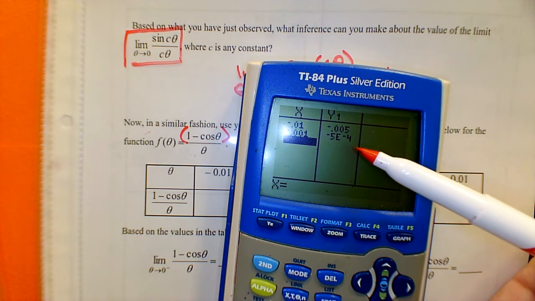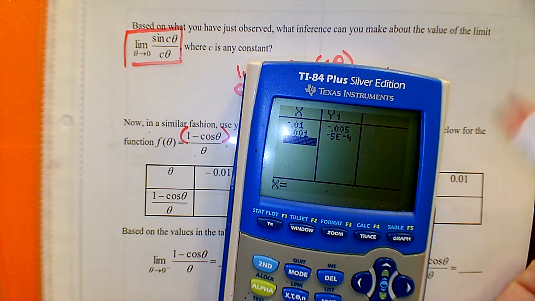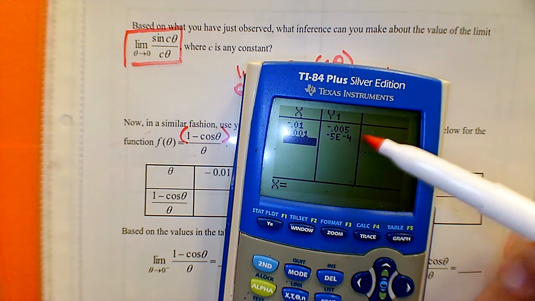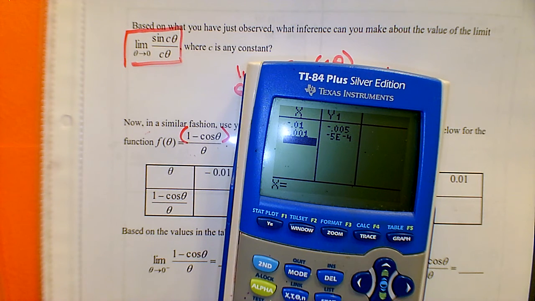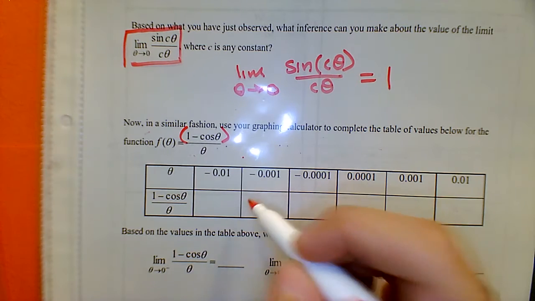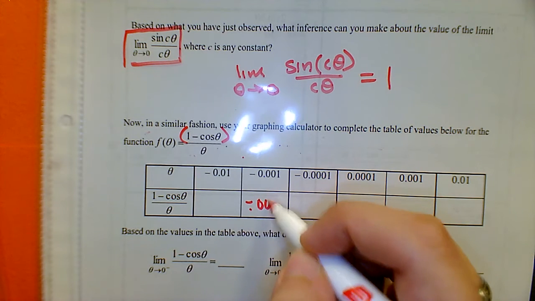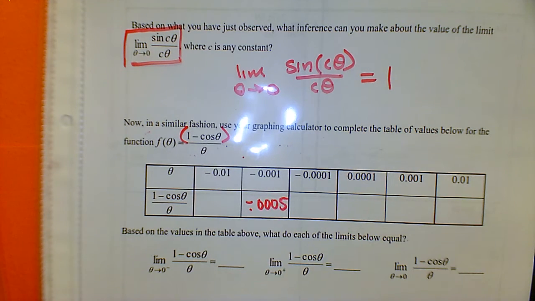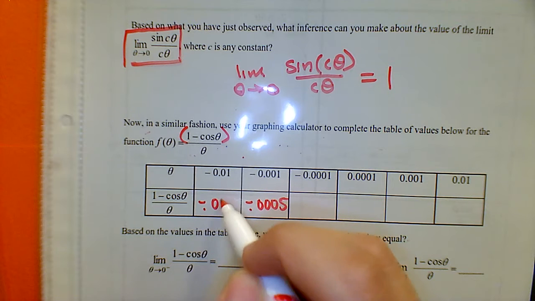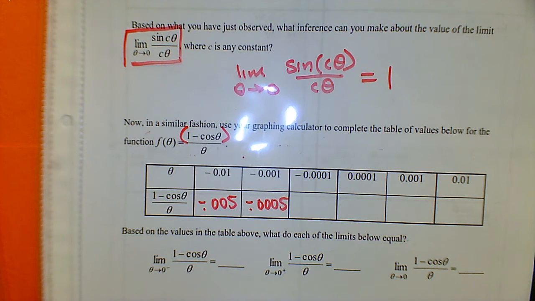Do we know what that E stands for if it pops up on your calculator? Scientific notation? Okay, so you have to move the decimal place 4 spots to the left to get that value. So that would be negative 0.0005. That might show up a few times.